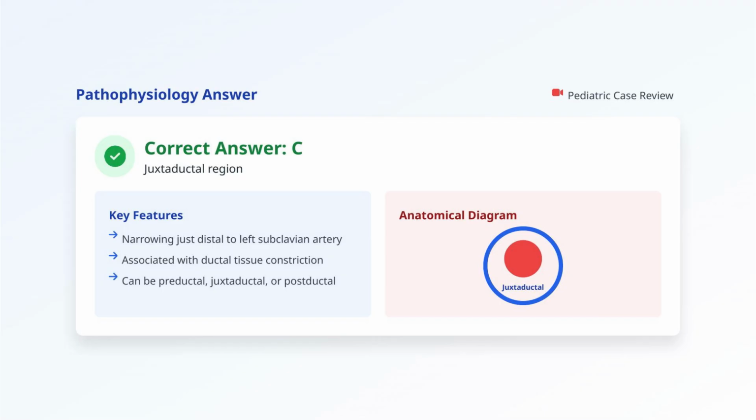The juxtaductal region. Coarctation of the aorta typically occurs just distal to the left subclavian artery, near where the ductus arteriosus connects to the aorta. The narrowing is associated with abnormal ductal tissue that constricts after birth. Coarctations are classified as preductal, juxtaductal, or postductal based on their exact relationship to the ductus arteriosus insertion point.